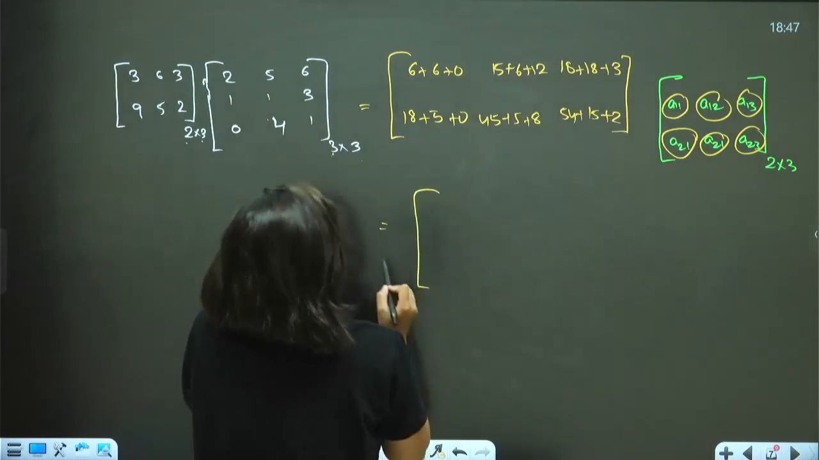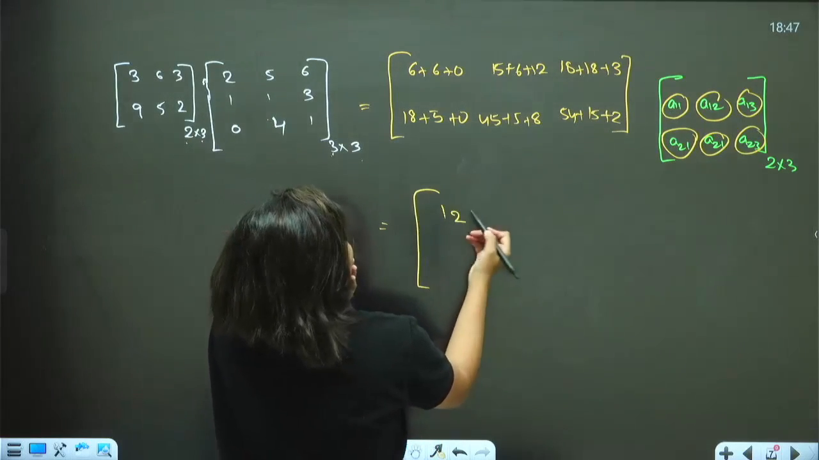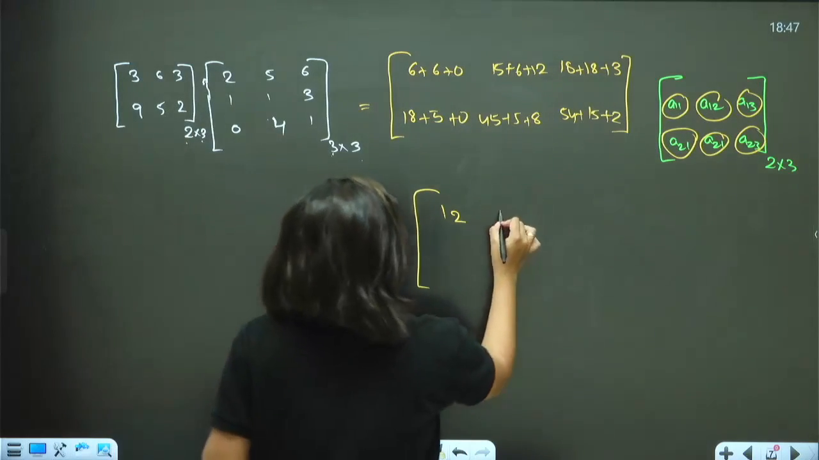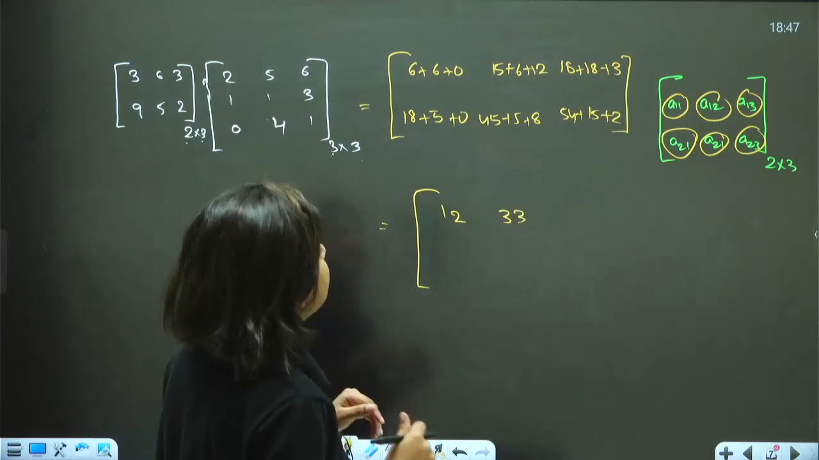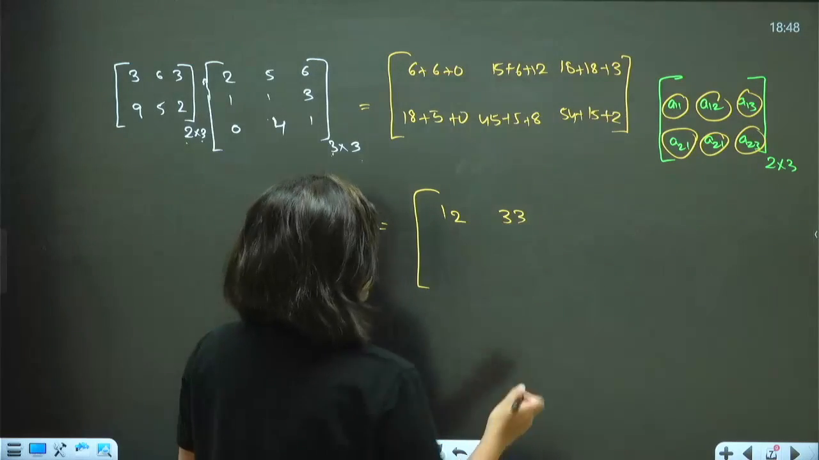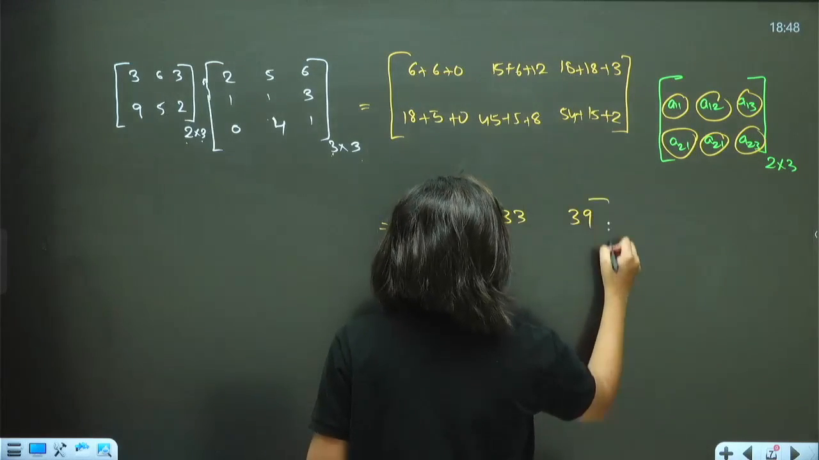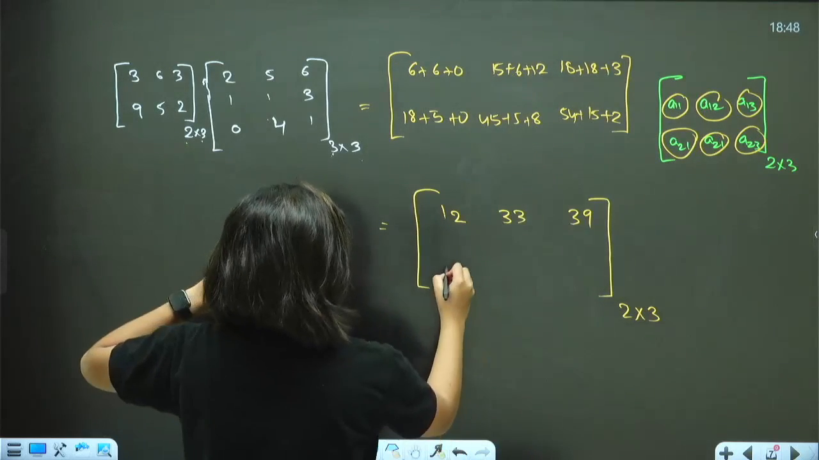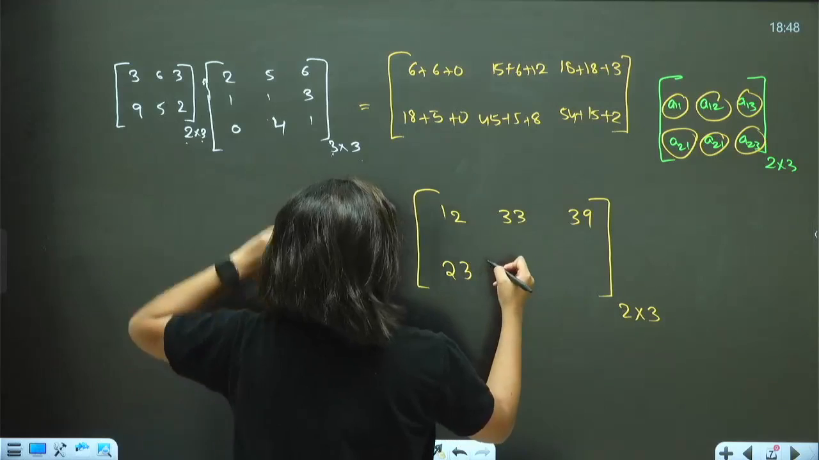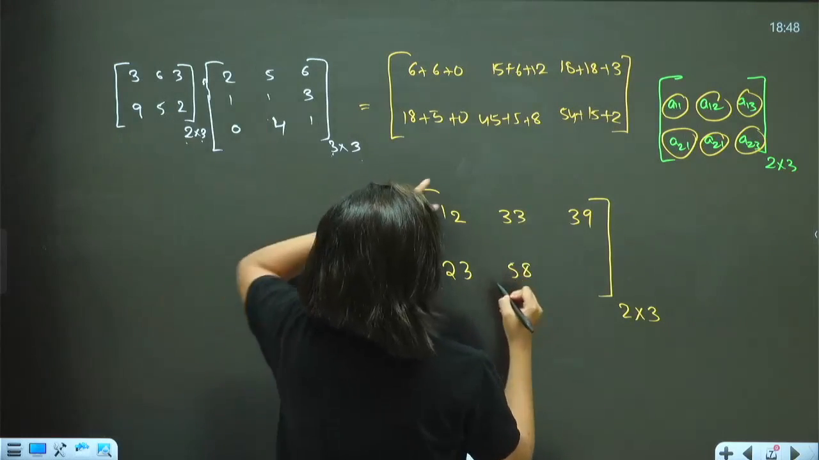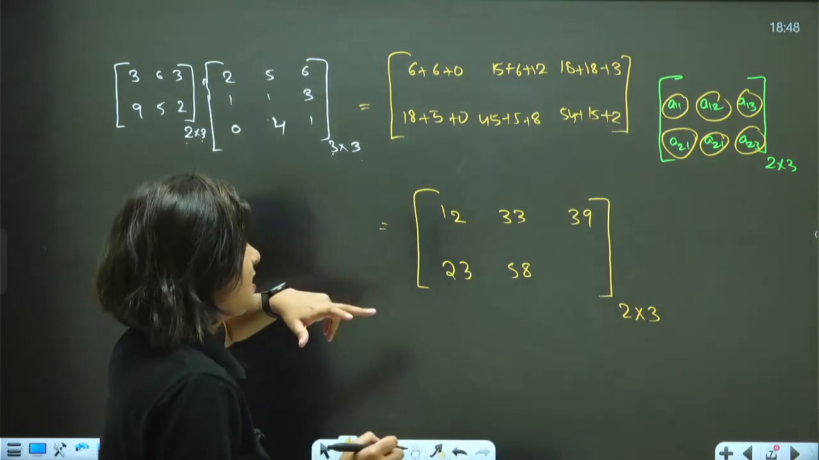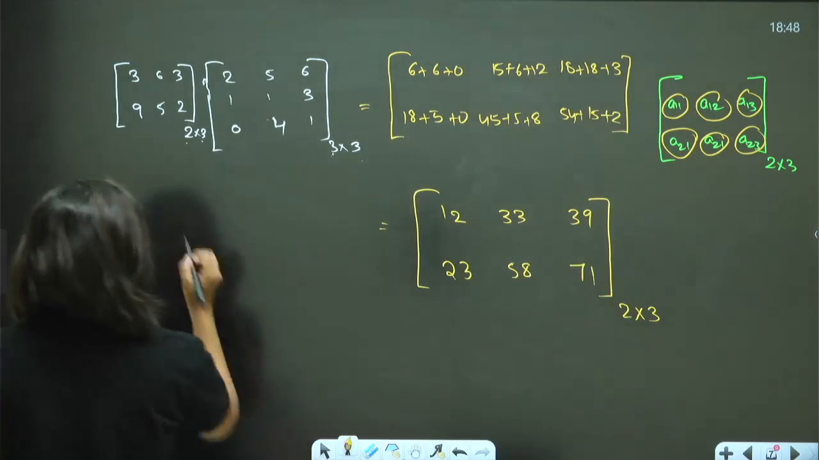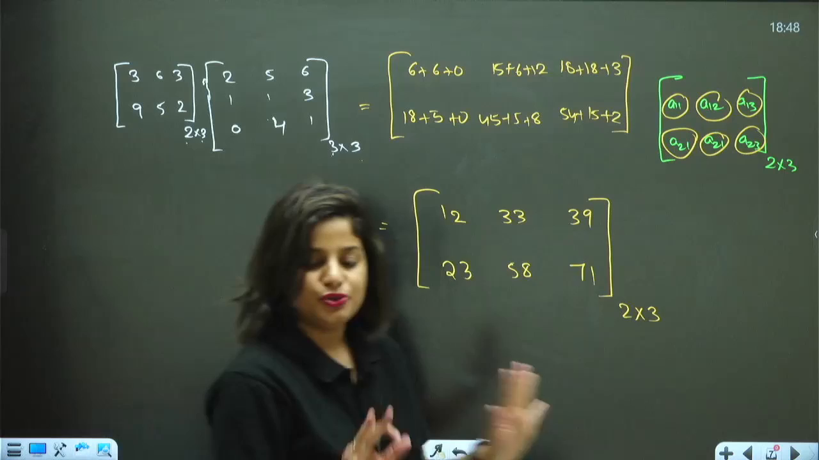We've got the multiplication. 6 plus 6, 12. 15 plus 6 will be 21 plus 12, 33. 18 plus 18, 36 plus 3, 39. Here 18 plus 5 will be 23, 45 plus 5, 50 plus 8, 58 and 54 plus 15, 69 plus 2, 71 is what we get as the multiplication of these two matrices. That's the procedure to multiply.